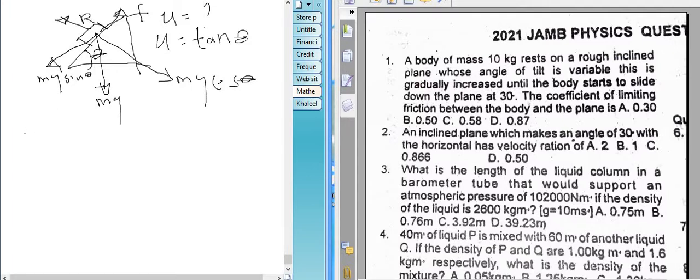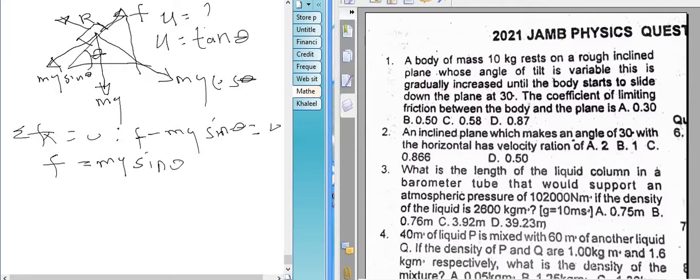Now from this diagram, we can see that the summation of force along the inclined plane, let's call it Fx, is equal to zero. This means that the force F, because it's positive, and the down one is negative, F minus mg sine theta is equal to zero. By making F the subject of the formula, F is equal to mg sine theta. Again, perpendicular to the plane, we have two forces, the upward one taken as positive. Again, we can say R minus mg cos theta is equal to zero. So R, by making it the subject of the formula, is equal to mg cos theta.